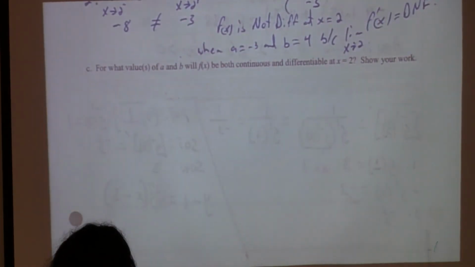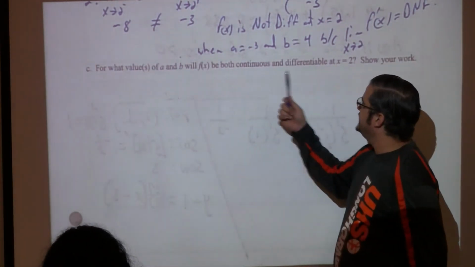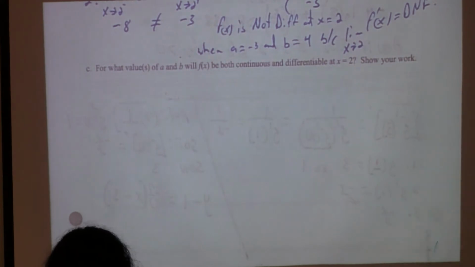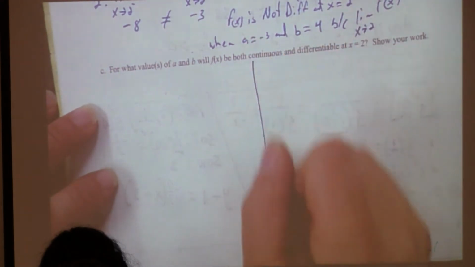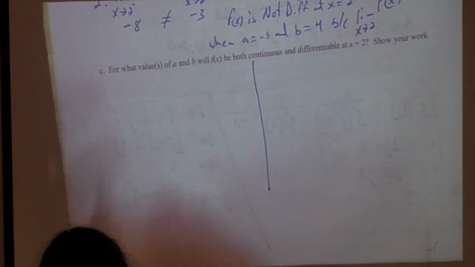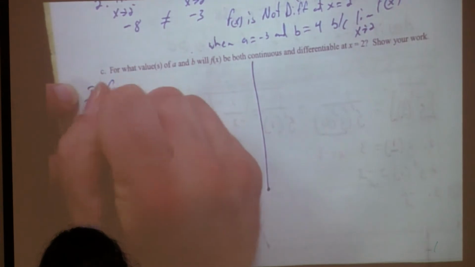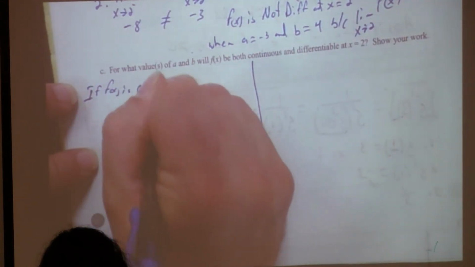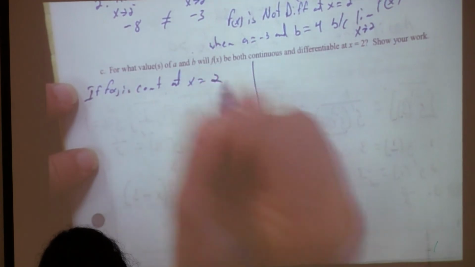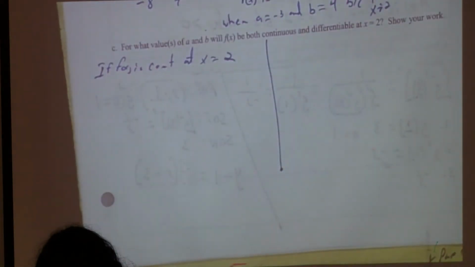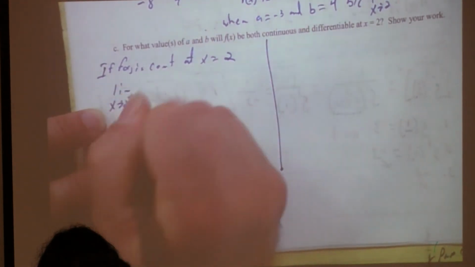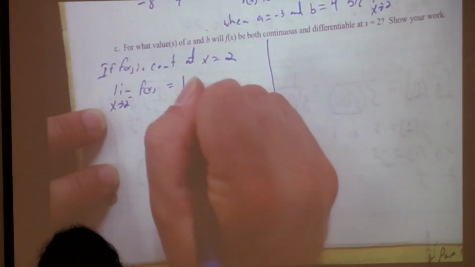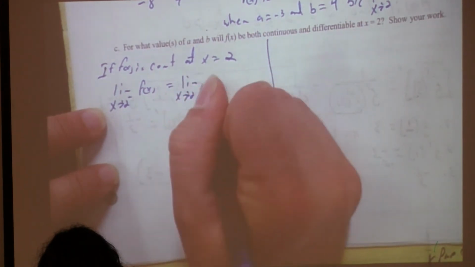It says, for what values of A and B, so now I have to find the A and the B that will make f both continuous and differentiable at 2. So this is like the examples that we did in the notes. So you have to split it up and do 2 things. If f of x is continuous at x equals 2, then what 2 limits must be equal? The limit as x approaches 2 from the left must equal the limit as x approaches 2 from the right.